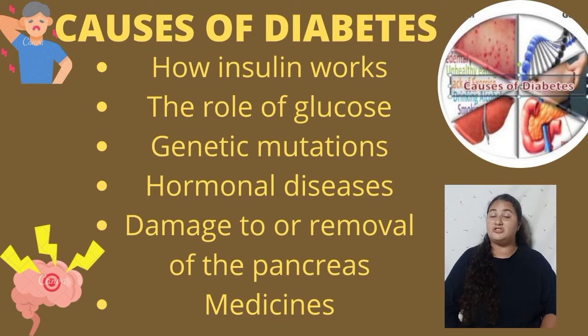Most gene mutations cause diabetes by making the pancreas less able to make insulin. Some hormonal diseases cause the body to produce too much of certain hormones, which sometimes cause insulin resistance and diabetes. If the damaged pancreas is removed, diabetes will occur due to the loss of the beta cells. Medicines can harm beta cells or disrupt the way insulin works.